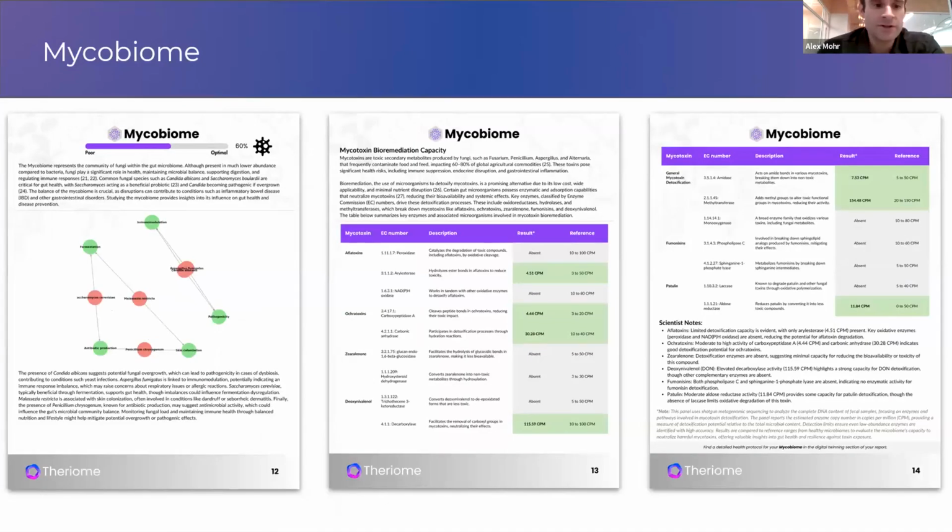The mycobiome, I'm sure this is something that everyone has heard of, another kingdom that's very, very important to profile. Beyond the neural network analyses that we're performing here, we're also including mycotoxin bioremediation capacity scoring. So mycotoxins are toxic secondary metabolites produced by fungi that frequently contaminate food and feed that we're giving a lot of our animals, impacting an estimated 60 to 80% of the global agricultural food system.